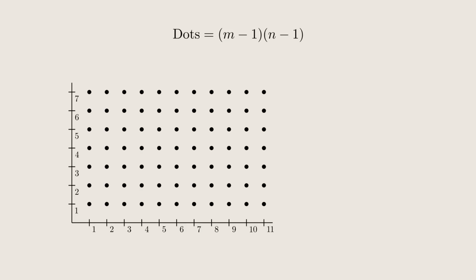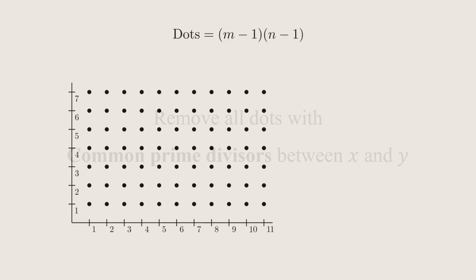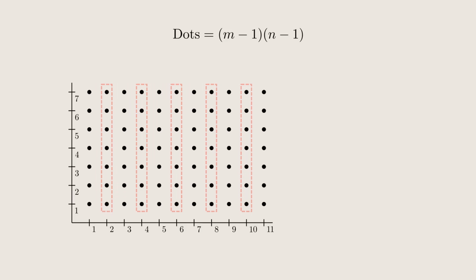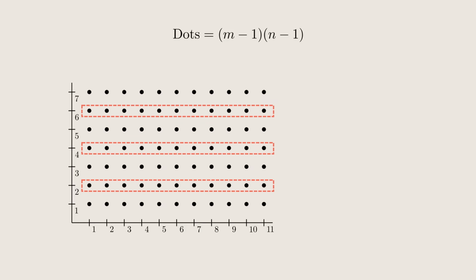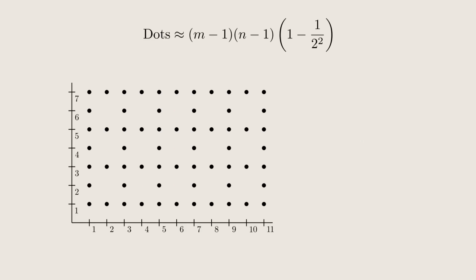Step 2. We are going to remove all the dots that have a common prime divisor. So let's start by removing all dots whose x and y are both divisible by 2. About half of dots have x divisible by 2, and about half of dots have y divisible by 2. So about a quarter of dots needs to be removed. After removing, the number of dots left would be about 3/4 of the original dots.